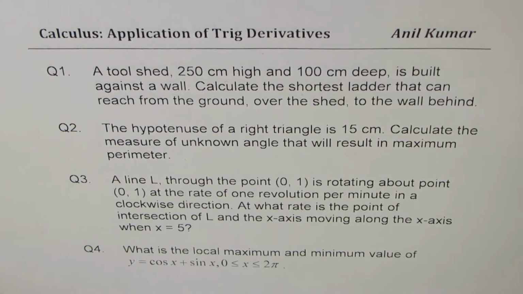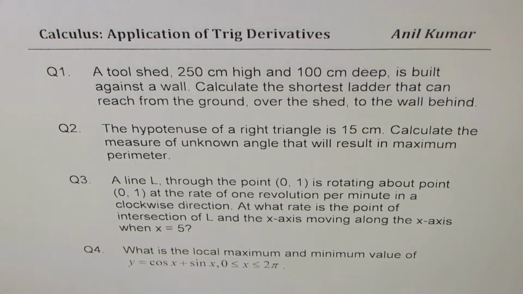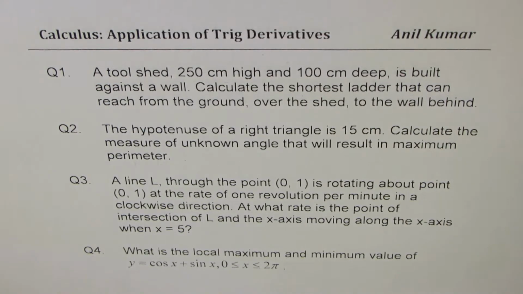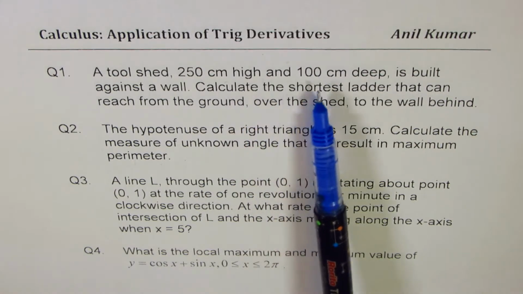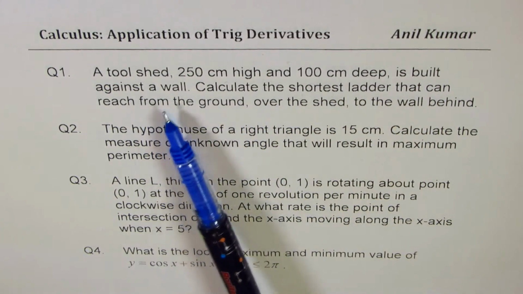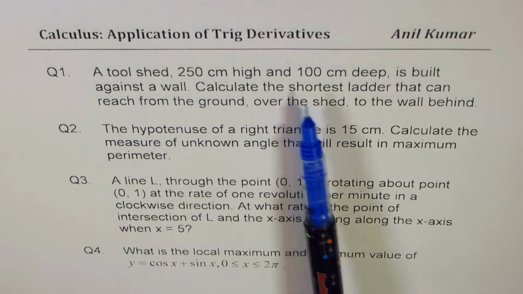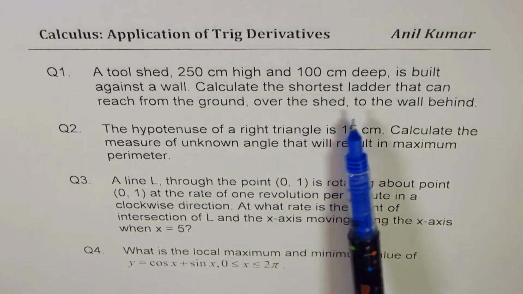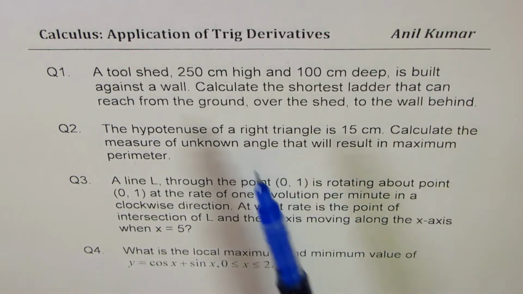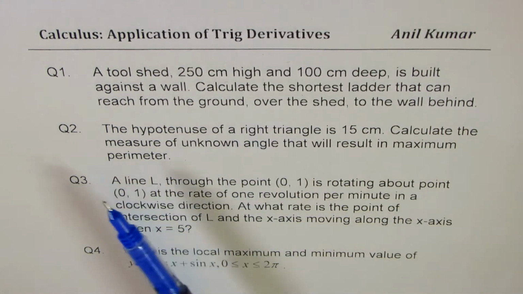I'm Anil Kumar. As a part of exam review on calculus, we have taken up 4 examples based on trigonometric functions. Question number 1 here is, a tool shed 250 centimeter high and 100 centimeter deep is built against a wall. Calculate the shortest ladder that can reach from ground over the shed to the wall behind. So that's a maximum minimum question.